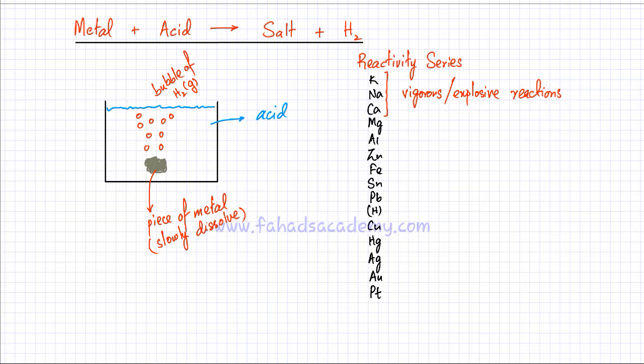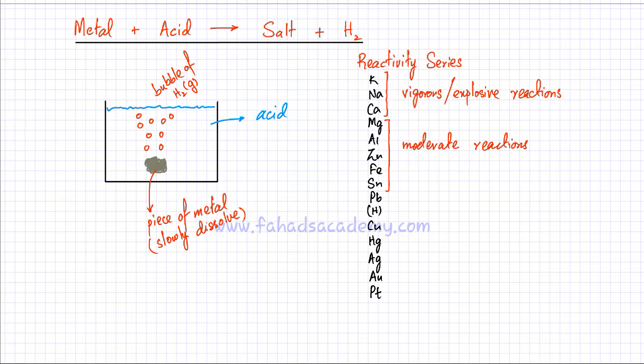Then you have the following metals from magnesium to tin. They have moderate reactions, which means that they're not very fast, not very slow. These metals would react in very good time, but they're not going to be very explosive reactions. So you can use these metals if you're doing this reaction in your school laboratory. You can react them with acids, and they would be very safe reactions.